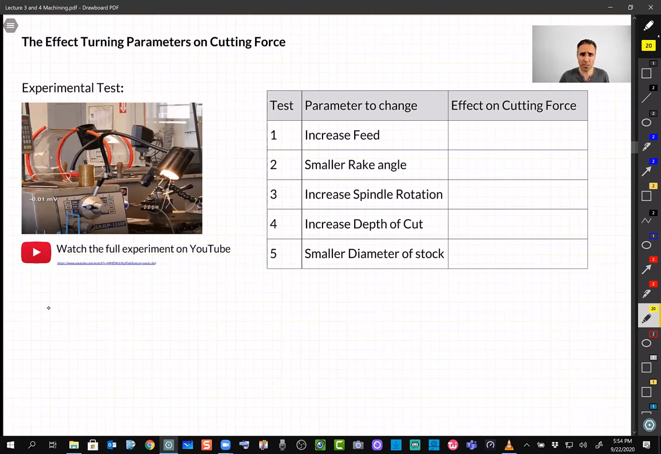Hope you watch it. If not, please do it by Thursday. In this experiment, we've seen how changing this parameter is going to change the cutting force. All right?